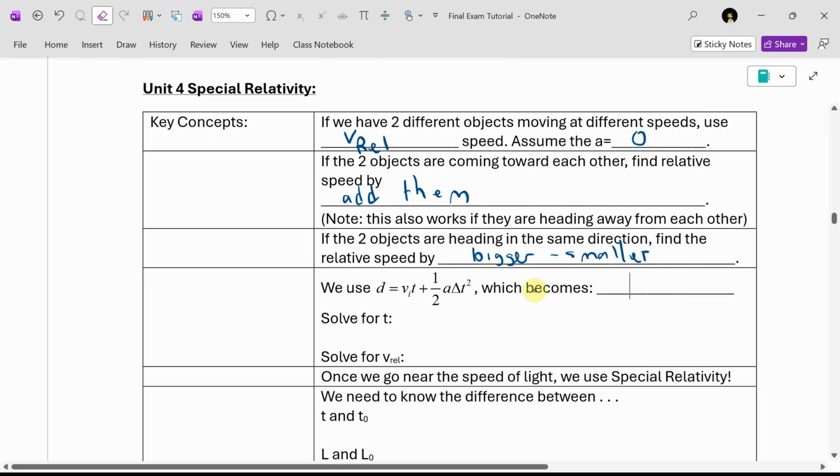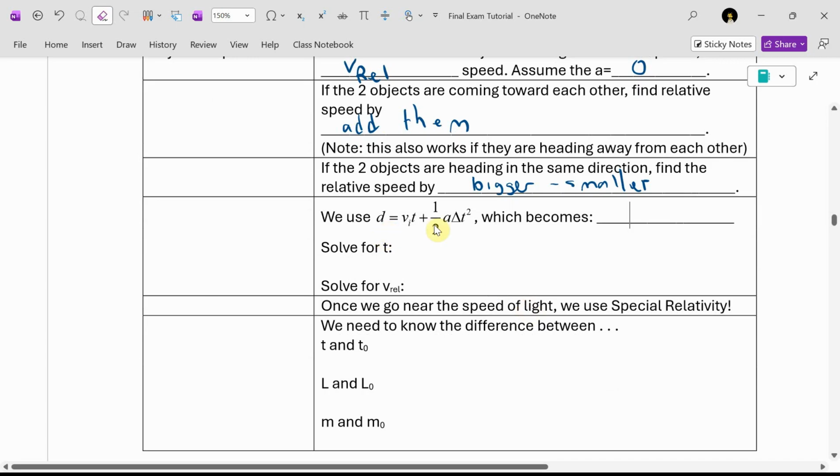Our equation for the first lesson was d equals VIT plus a half AT squared, except what did we say A was? So what's going to happen to that half AT squared? And so it modified to d equals, and I wrote VREL times t instead of VI. I said that's where the relative speed goes because we're not accelerating.